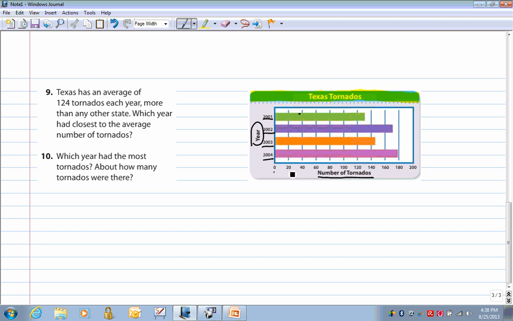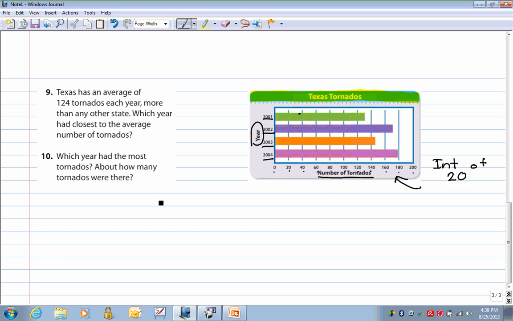And it starts at 0 and then skips to 20, 40, 60, 80, 100, 120, 140, 160, 180, 200. And from this, I could tell that our interval for this scale is 20. So we have an interval of 20.